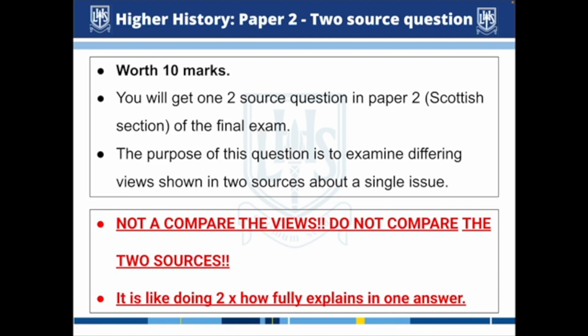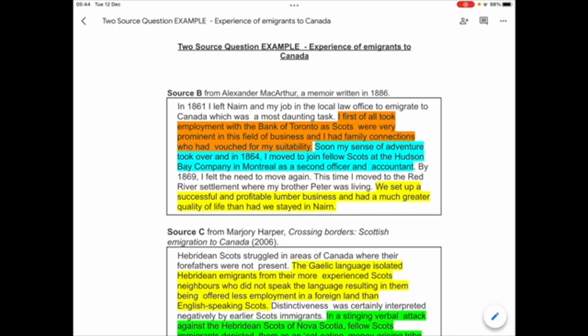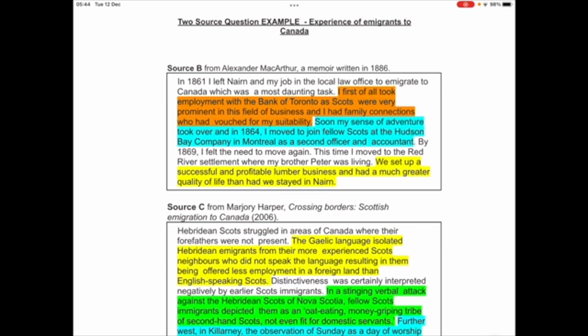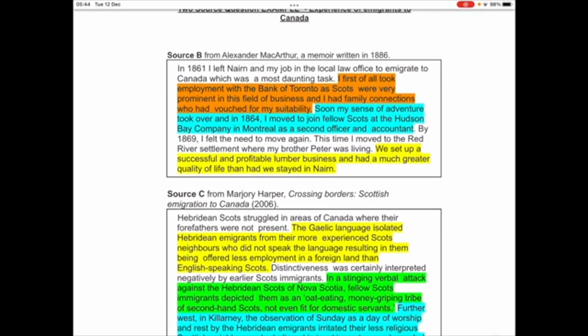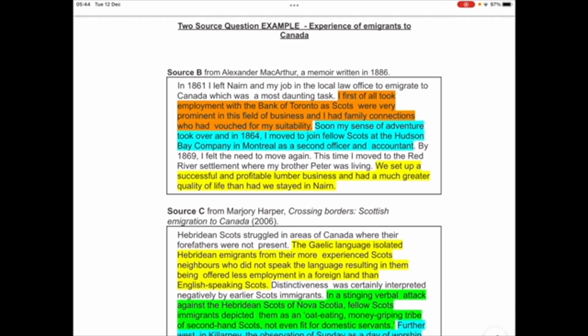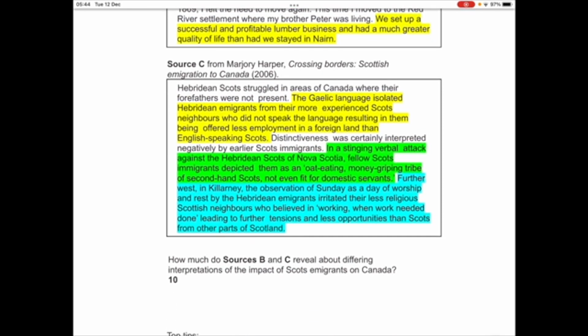So let's have a wee look at an example answer. So this is what your two-source question will look like. So you'll have 2 sources in the paper. So in this case, the two-source question is focusing on source B and source C. And this question is asking us how much do sources B and C reveal about differing interpretations of the impact of Scottish immigrants on Canada.